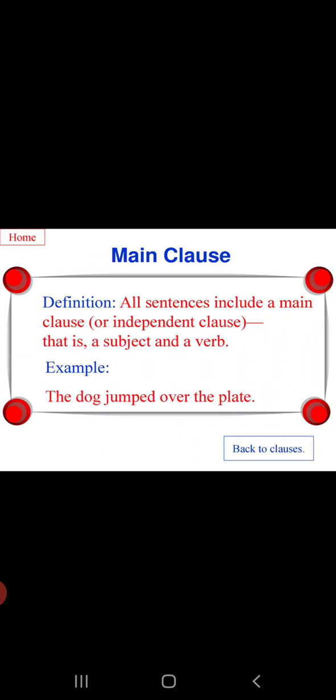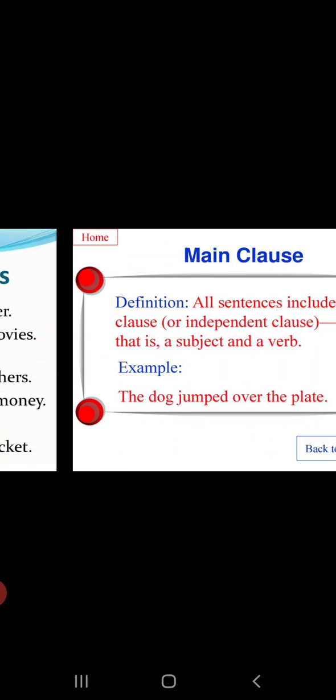All the sentences include a main clause, because it contains a subject and a verb. Have a look at the example. The dog jumped over the plate. This sentence is giving us the full meaning. It has the subject, the dog, and the verb, jumped.